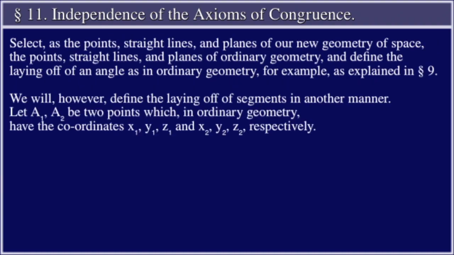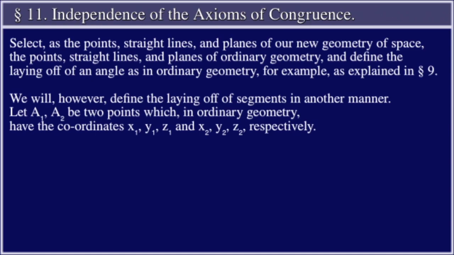Select as the points, straight lines, and planes of our new geometry of space the points, straight lines, and planes of ordinary geometry, and define the laying off of an angle as in ordinary geometry, for example, as explained in Section 9. We will, however, define the laying off of segments in another manner.